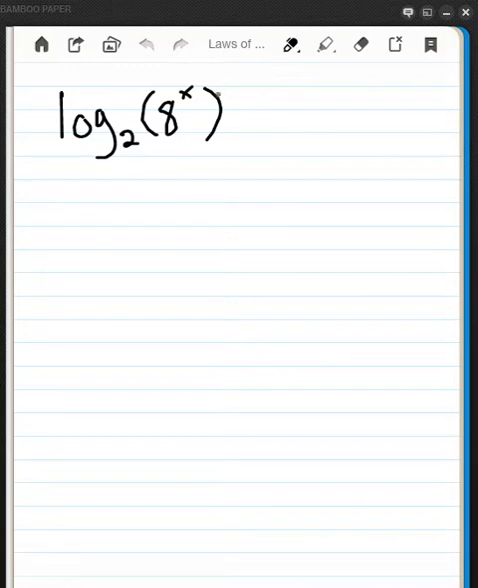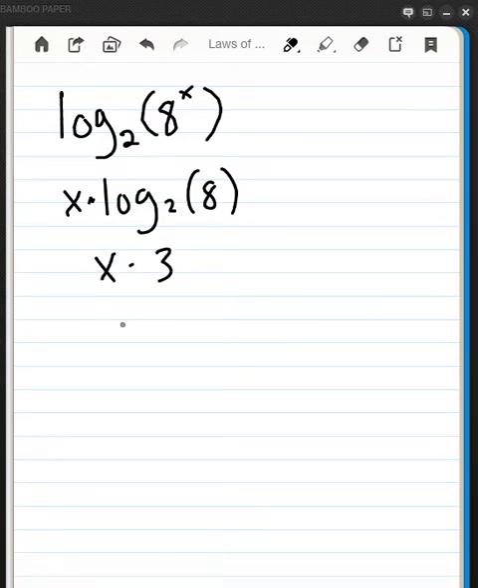Log base 2 of 8 raised to the x power. We don't know what 2 raised to what power will give us 8x, or even if you do, sometimes it's easier to rewrite it. So we can use the power rule and say that this x value right here can become the coefficient of the log. So we have x times log base 2 of 8. And this we can evaluate. 2 to what power is equal to 8? That's 3. So this is really x times 3, or we're used to seeing this written as 3x. So the value of this expression is really 3 times the exponent.